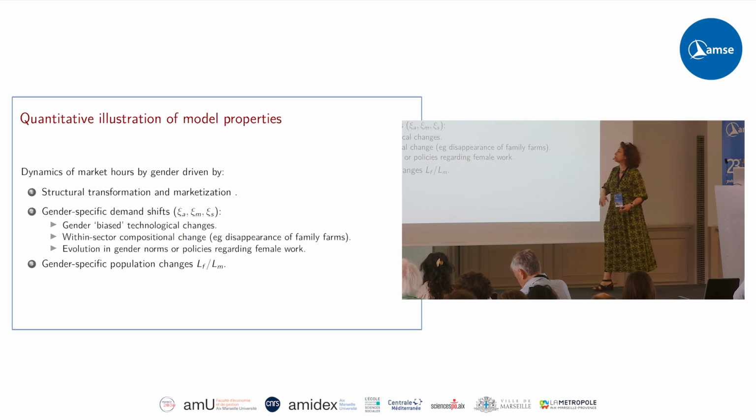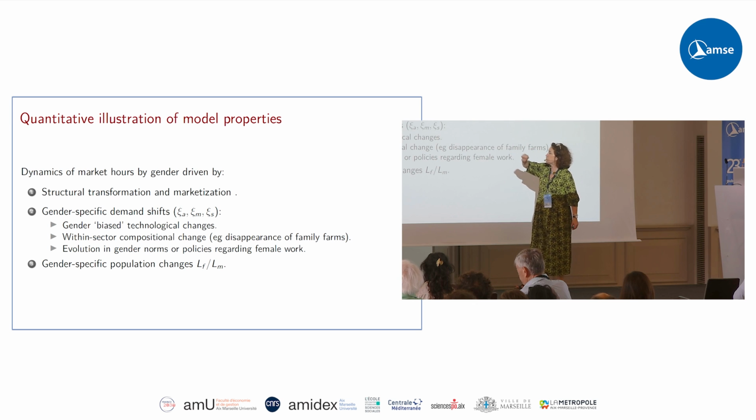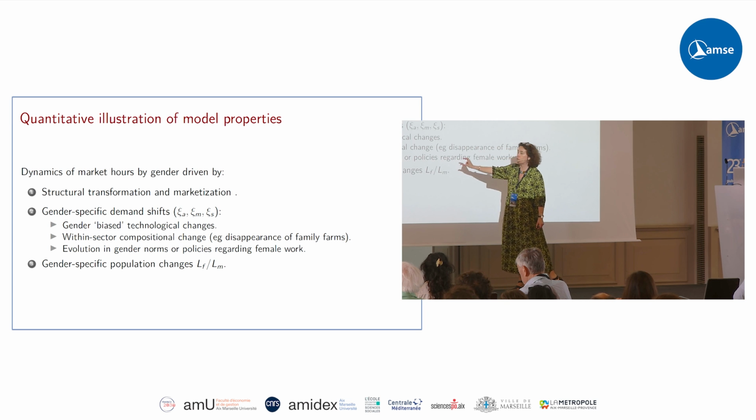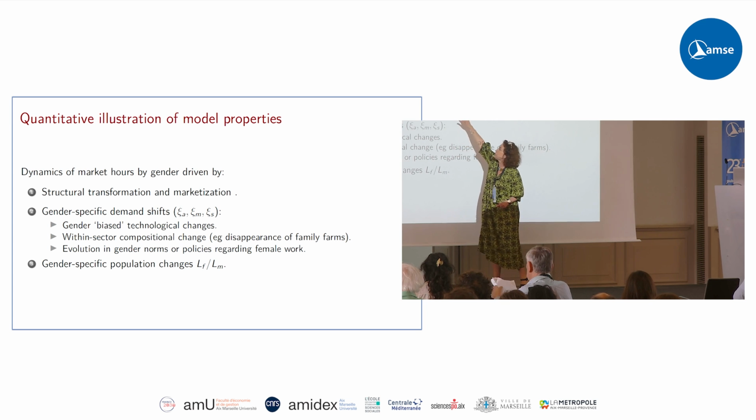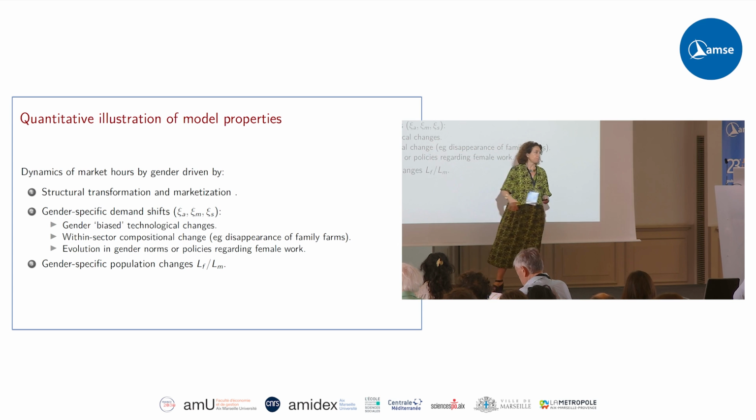Okay? So we can talk about gender-biased technological change, compositional change, evolution in gender norms. And then there are also some small endowment changes, population changes, but these do not matter much. So these are basically the two main forces: between sector and within sector.